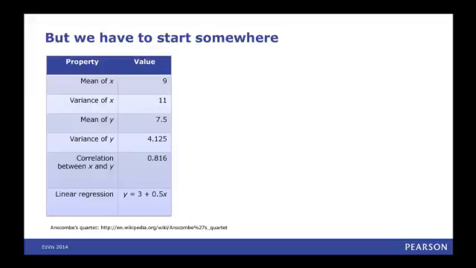Some of you may have seen this before. If we have a statistical distribution, so statistics are a nice way to inform ourselves about a data set. But if we have this table here where we imagine a 2D distribution of x and y, where the mean of x being 9, variance of x being 11, mean of y being 7.5, variance of y being 4 1/8, the correlation between those two data points being 0.816, and it follows a linear regression of 3 plus 1/2 x. So everybody have a picture of this in your mind?